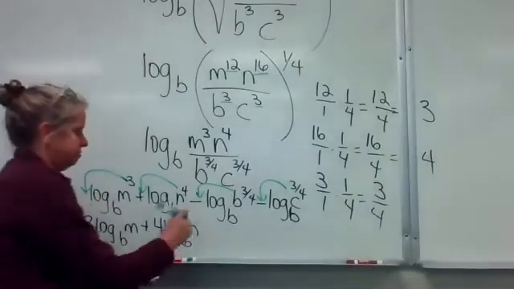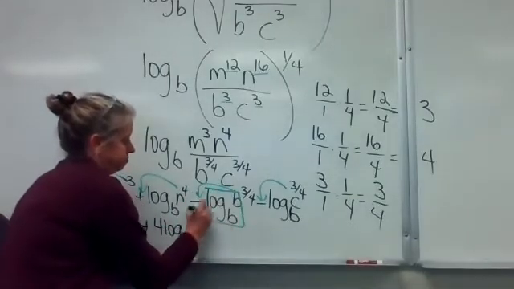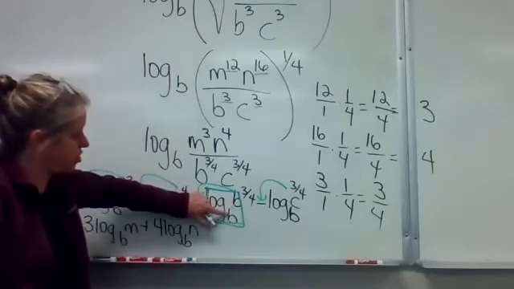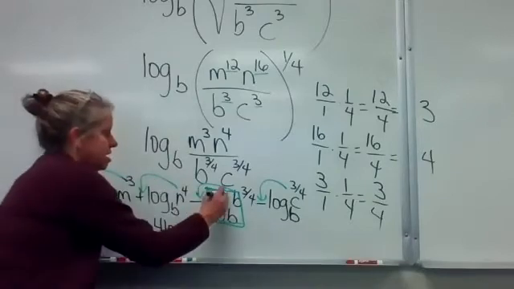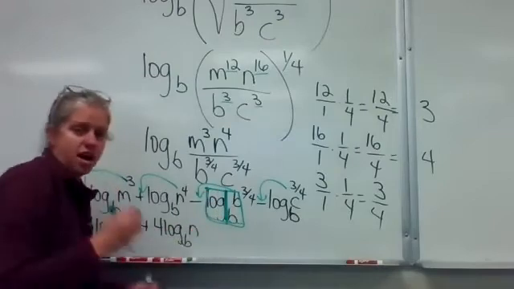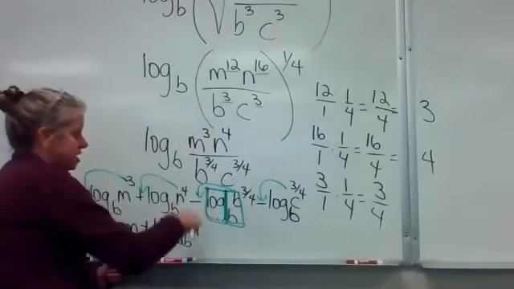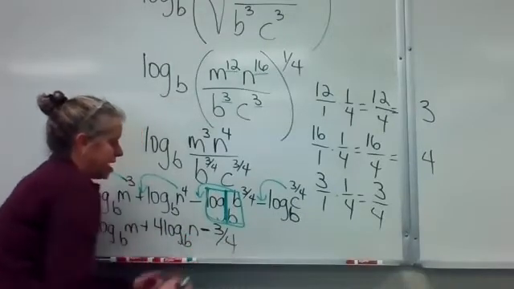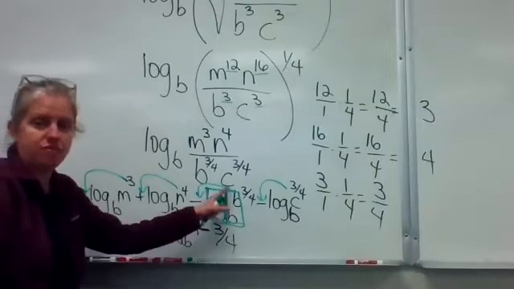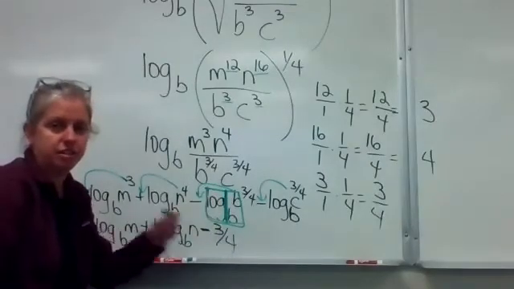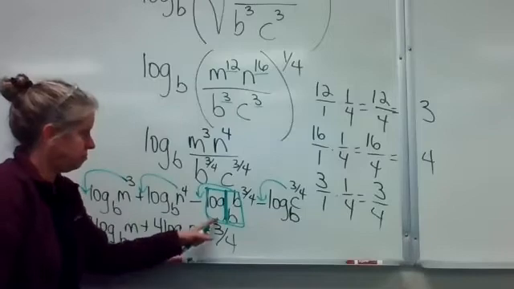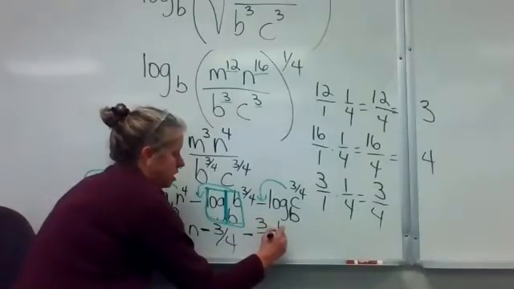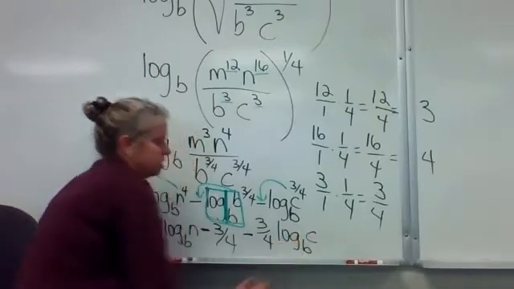Now, look here. Remember what happens when your base and what you're taking the log of are the same thing? This really is just a 1. So when I bring this minus 3/4 down, it's just going to be minus 3/4, because it's minus 3/4 times this 1. And then the last one, minus, bring down this 3/4 log base B of c.